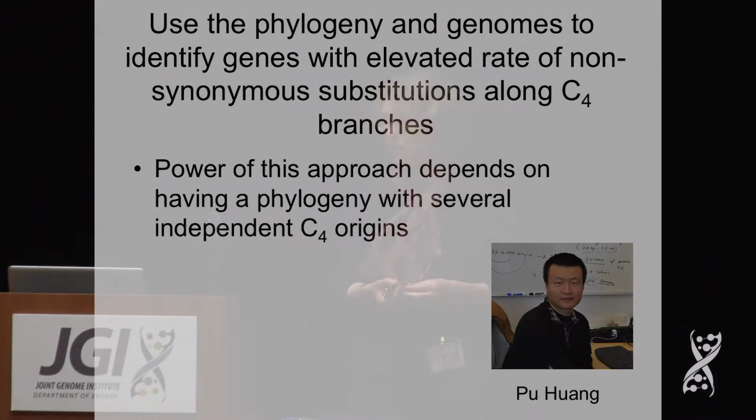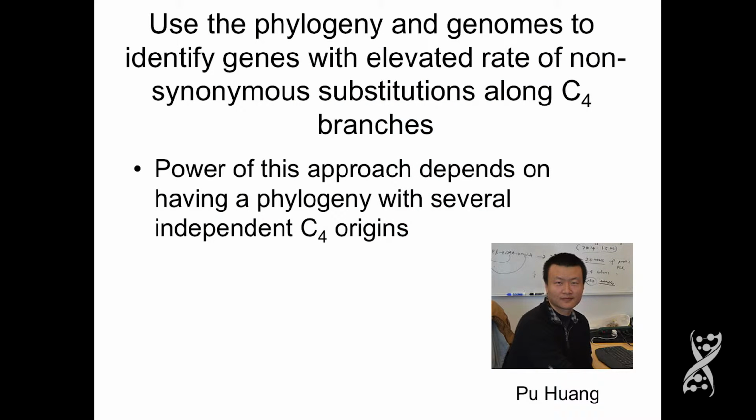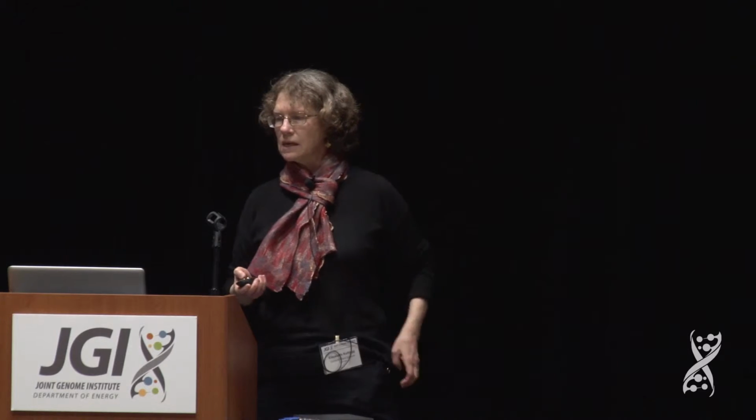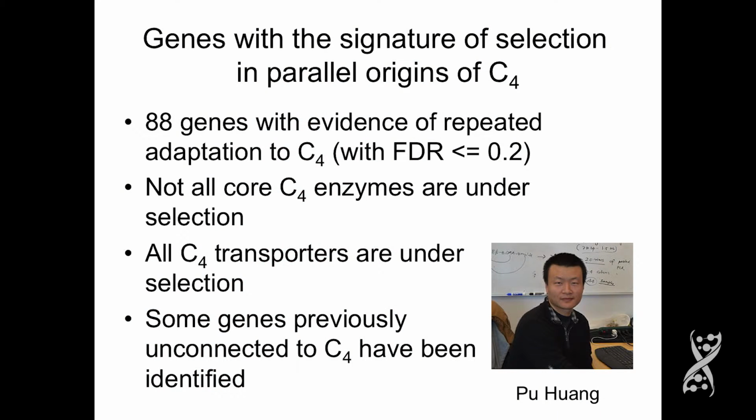So let me just give you a couple of vignettes of the kinds of things that we're able to spot from this sort of analysis by having a phylogenetically controlled sample. The first I want to mention is some work by Pu Huang, who's a postdoc originally in my lab, now in Tom's lab. And he's used the phylogeny to identify genes with elevated rates of non-synonymous substitutions. So these are genes that are presumably under some sort of selection. And the power of this approach depends on having at least two independent origins of C4. So he's looking at things that are not only under selection, but under selection in two separate C4 lineages. And what he finds is 88 genes that fit that criterion.